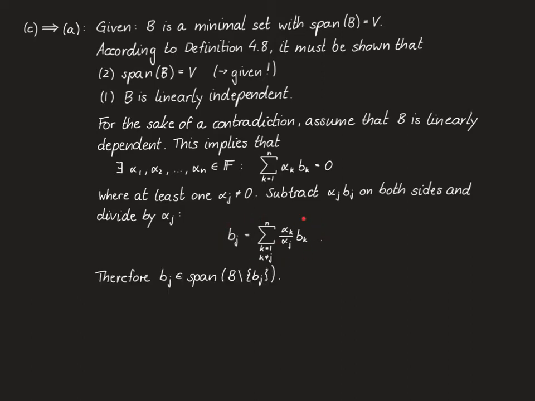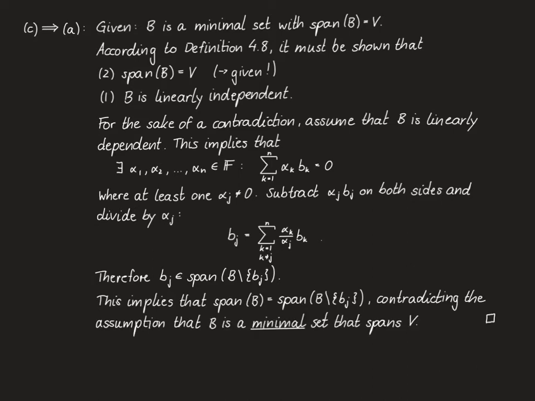According to this equation, apparently b_j is in the span of the set B without the vector b_j. This implies that the span of B is equal to the span of B without the vector b_j, but this contradicts the assumption that B is a minimal set whose span is equal to V.